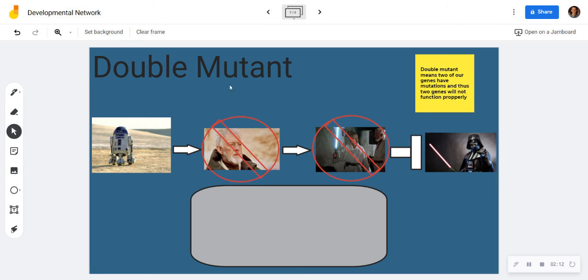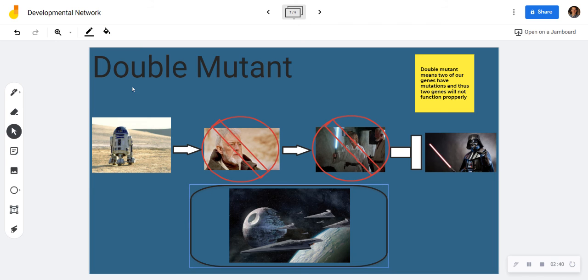Lastly, we will look at a double mutant. Double mutant means two of our genes have mutations, and thus they cannot function properly. So here R2 is not mutated, but Obi-Wan and Obi-Wan training Luke is mutated. So R2-D2 can try and come and find Luke. He's not going to be able to. And even if he could, Luke is still defective here. So the end product will be Darth Vader is not defeated. So therefore, the end product is the Empire.